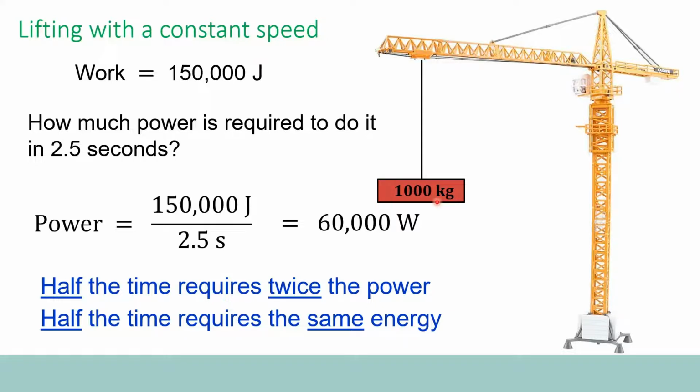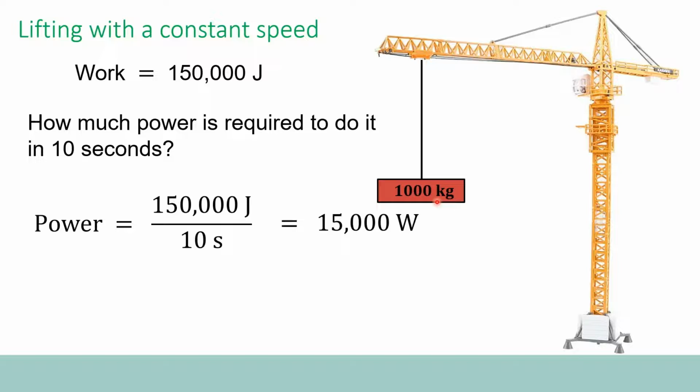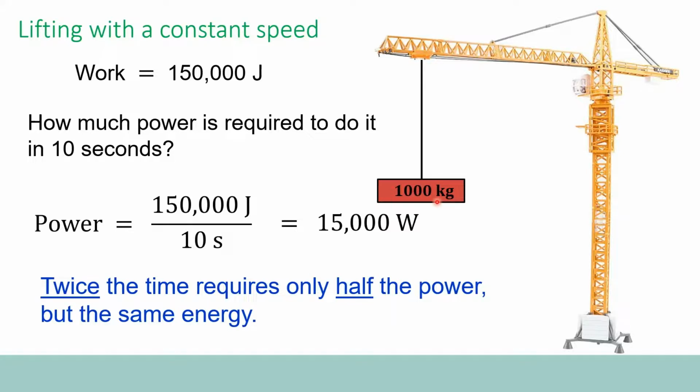Well, then let's consider the opposite situation. Let's say we have plenty of time to do this. So we lift the beam in 10 seconds. What's the power then? So that uses 15,000 watts, which is half of our original 30,000. So we can claim then that twice the time requires only half the power, but it's similar to the last situation, we still use the same amount of energy either way. So hopefully this emphasizes the difference between power and energy. They're related, but they're certainly not the same quantities. Power includes the dimension of time.